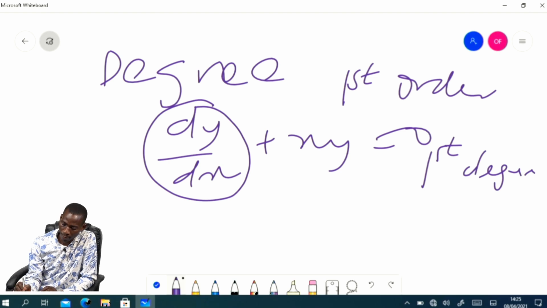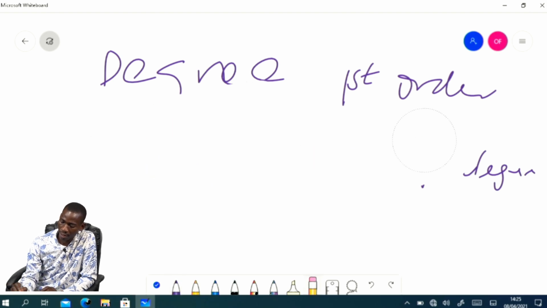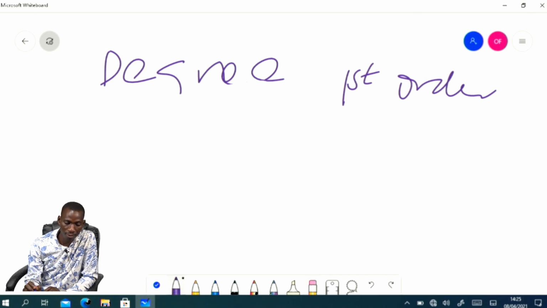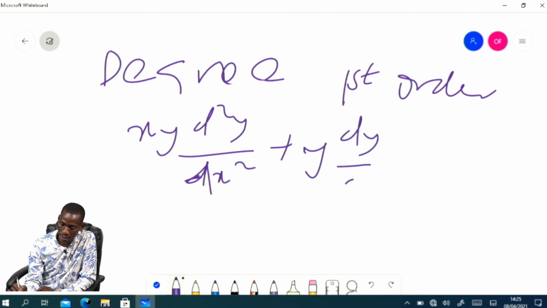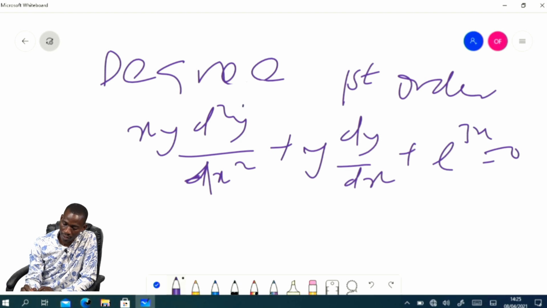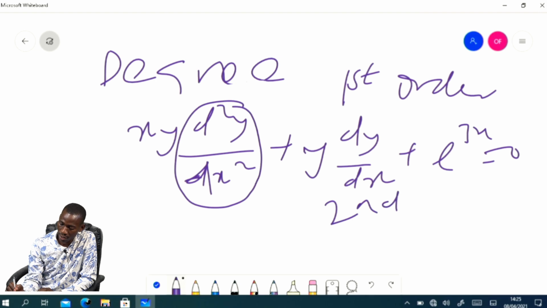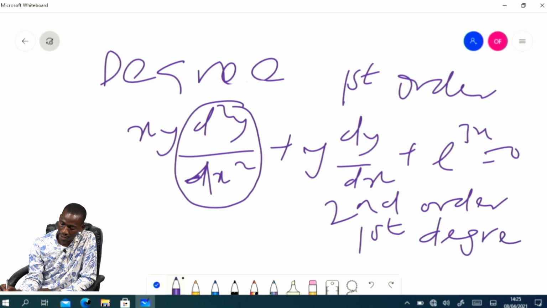Similarly, if you have xy d²y/dx² + y dy/dx + e^(3x) = 0, this is the highest derivative there, so it is second order, and the index on it is 1, so it is second order, first degree.